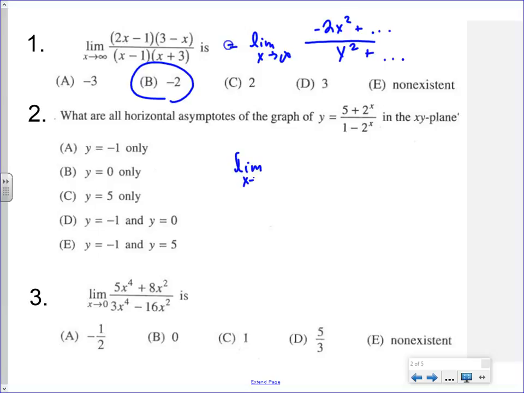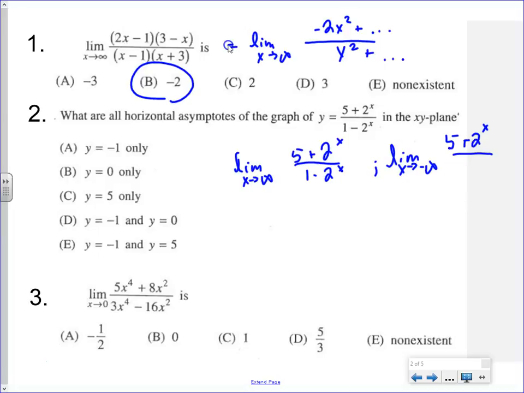Isn't it? Do you set the bar equals to 2? No, you don't. That's a vertical asymptote. One of the most commonly missed limit questions if you understand limits.